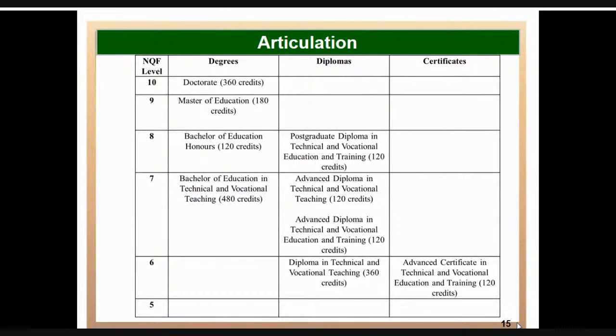In terms of the articulation pathways for the Advanced Diploma TVT, a graduate of the program can proceed either into a Bachelor of Education Honors or a postgraduate diploma in technical and vocational education and training, and also to a Master's of Education as well as a doctoral degree.